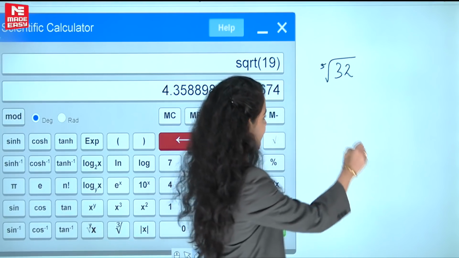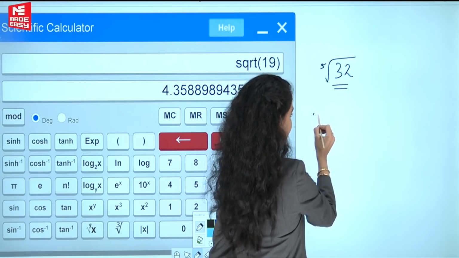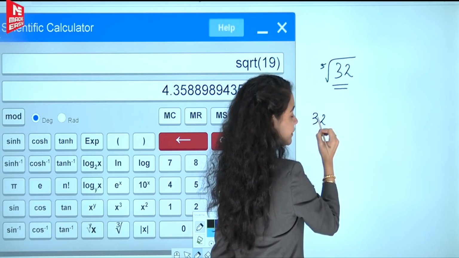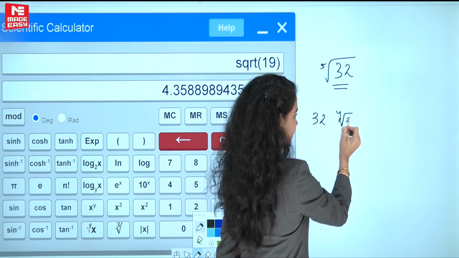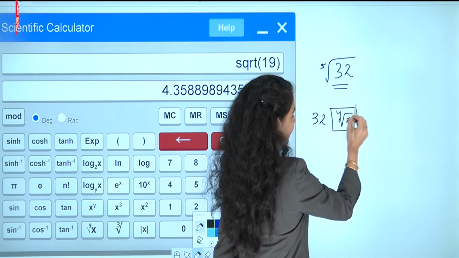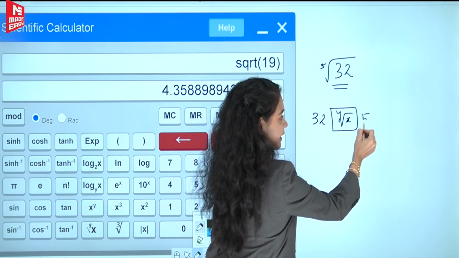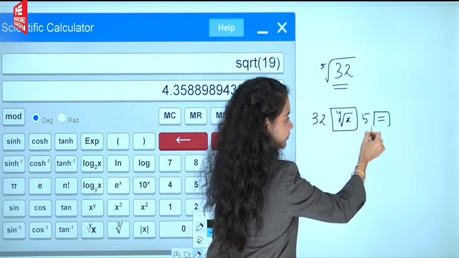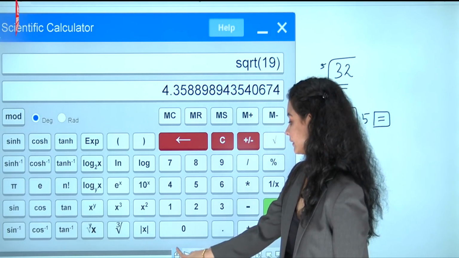So for this, now you have to enter the value of x first, which is 32 here. So enter 32, enter the function tab next, which is yth root of x, and then you have to enter the value of y, which is 5 here, and then press equal to. Correct? Now let's perform this on the virtual calculator.